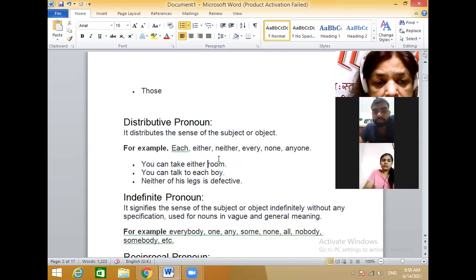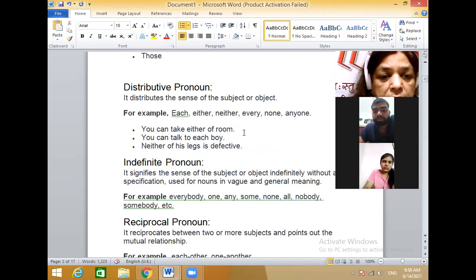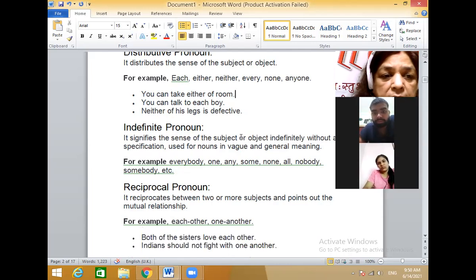तुम ये भी रूम ले सकते हो. हाँ. Either of the rooms, it means you can take any room. You can talk to each boy. See all these singular nouns, they are singular. You can talk to each boy.